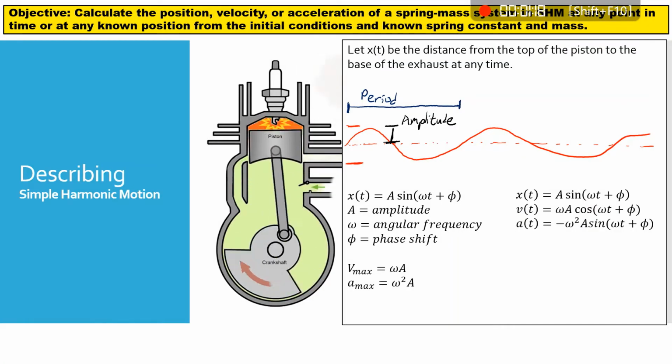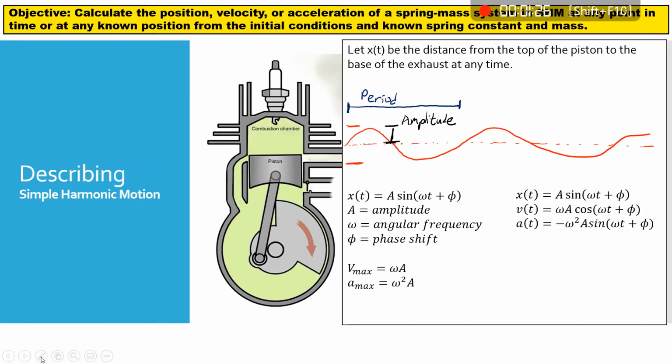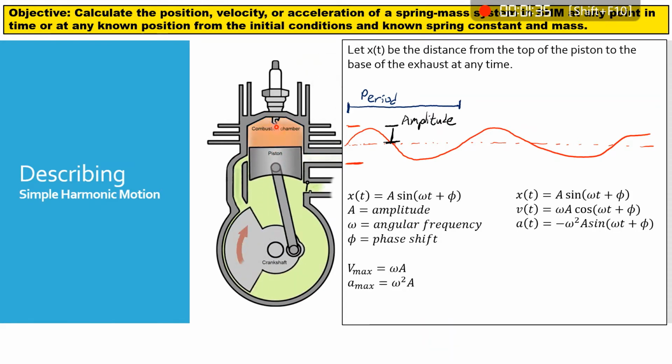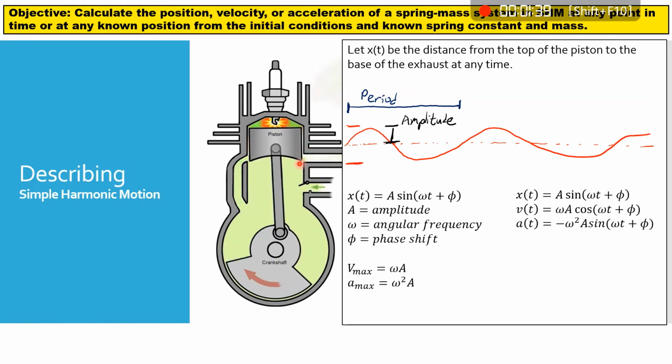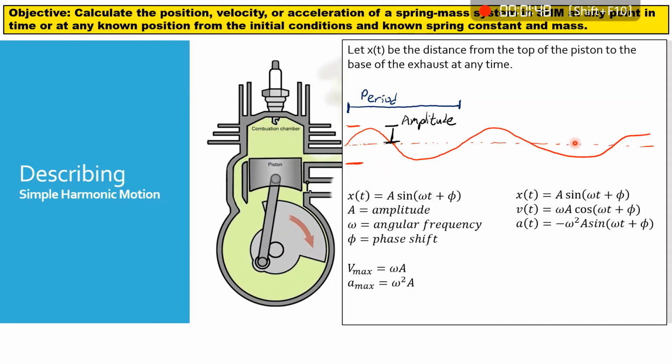Okay, so to start out, if I let x of t be our distance from the top of the piston to this exhaust, so here's my top of the piston here, if I freeze this. Okay, that's the top of the piston, and then the base of the exhaust is right here. So that's where we're letting everything out. Then our function's varying sinusoidally across this equilibrium line.